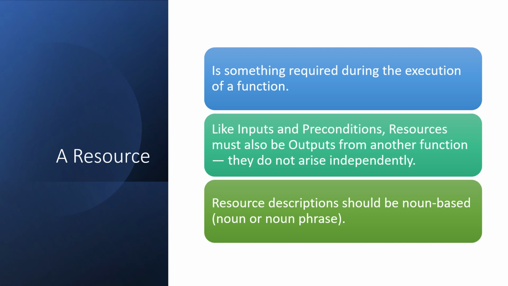Resource. A resource is something required during the execution of a function. There are two types of resource that I can perceive: consumed resources and execution condition resources. Consumed resources are consumed during the function, for example, money or energy. Execution conditions are not consumed. They just need to exist during the function's execution, for example, human competence that's required to perform this particular task.